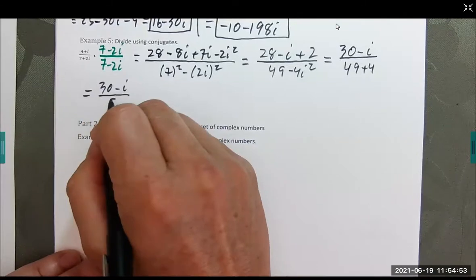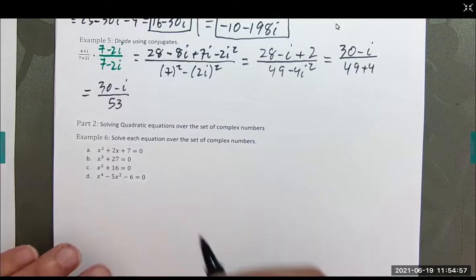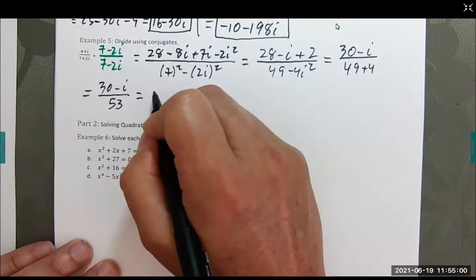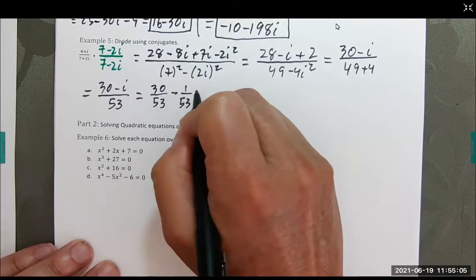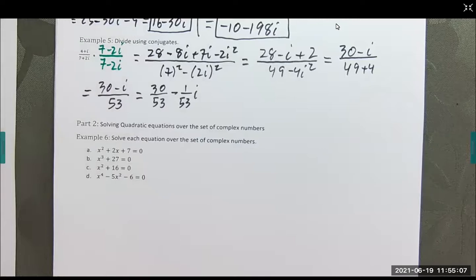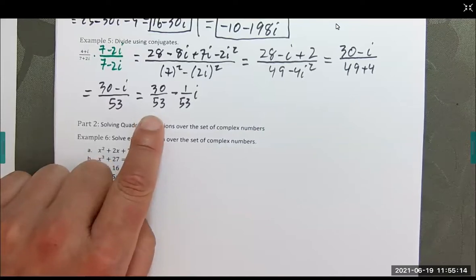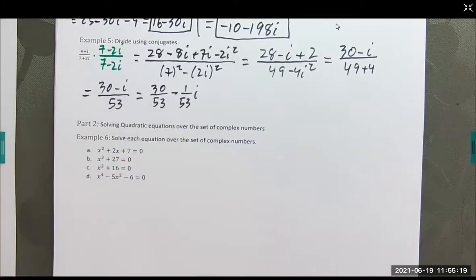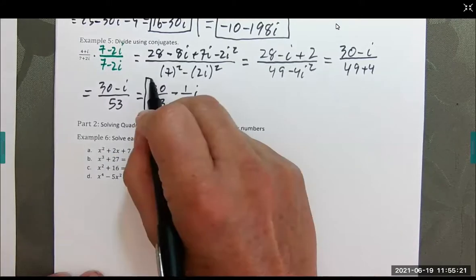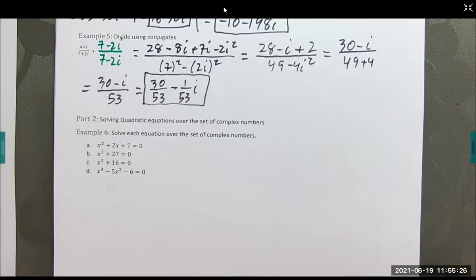Now, I'm not in standard form, the a plus bi form, but I can break this up like this. And this way, a, pardon me, for the standard form is 30 over 53. The b in this case is negative 1 over 53. All right, we are to the last part here.